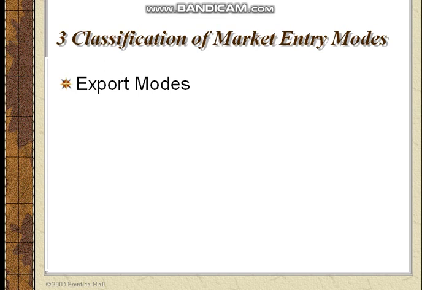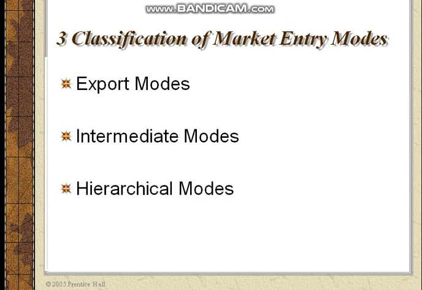First, export modes, wherein the manufacturing activities are done in the home country and transferred either directly or indirectly to the host country. Second, intermediate modes, where there is a presence of an intermediary in the host country. It could be through a joint venture, licensing, franchising, and the like. Shared control and split ownership is agreed in this international market entry mode. Third, hierarchical mode, where a firm establishes a wholly owned subsidiary or branch in the host country.